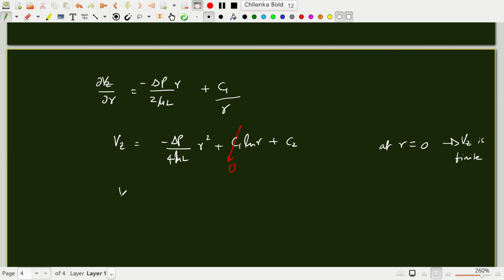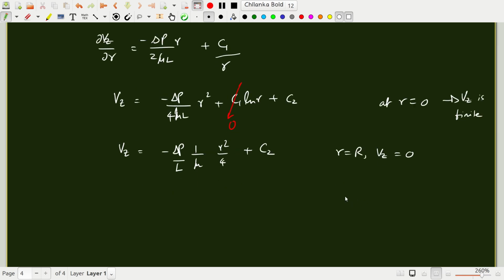Therefore you are left with Vz is minus delta p by L, this is the pressure gradient, 1 over mu, r squared by 4 plus C2. Now we need one more boundary condition to fix this constant C2, but we know that at r equal to capital R, Vz is 0, the no slip boundary condition. So if I substitute small r equal to capital R and substitute 0 for Vz, I'll get C2 is delta p by L, 1 over 4 mu, R squared.